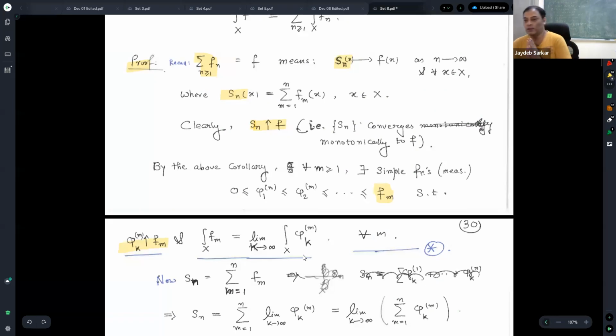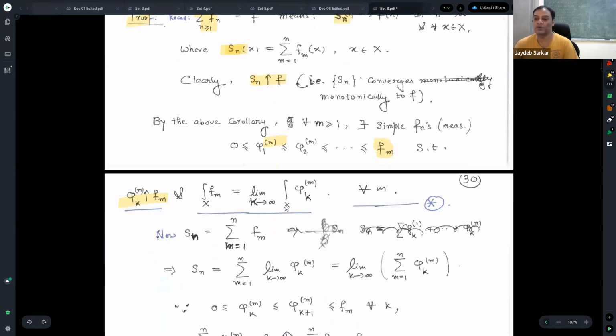Okay, is it clear? Since my m is fixed, I have considered the sequence of simple functions phi_1m, phi_2m, and so on. So this m represents this m, and this 1, 2, etc. represent the sequence, right? For each m, you have this as well as this. The point is, once you have this, you can rewrite Sn in terms of a limit of simple functions.